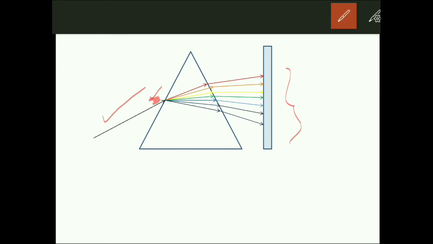This experiment is Newton's experiment, and you can learn it in your book. If you want to learn about this experiment, I'm telling you only the outcome of this experiment.